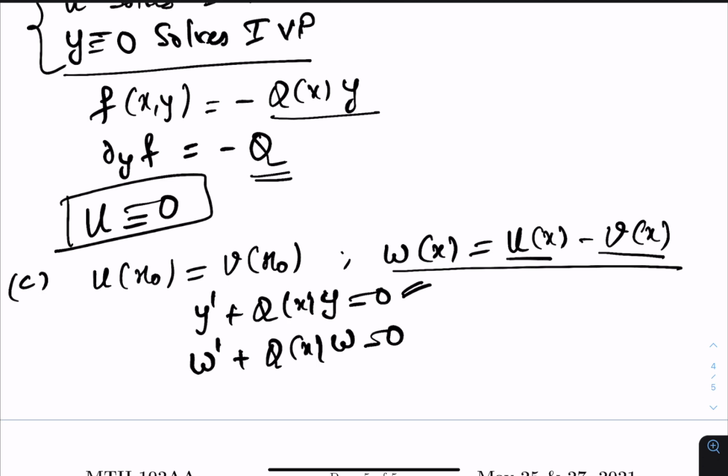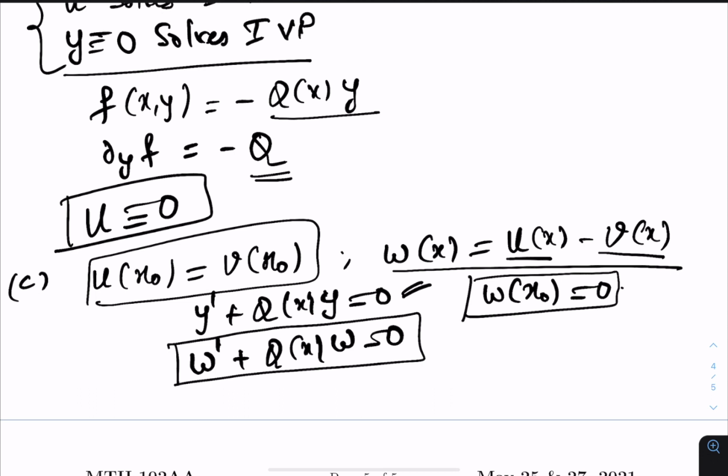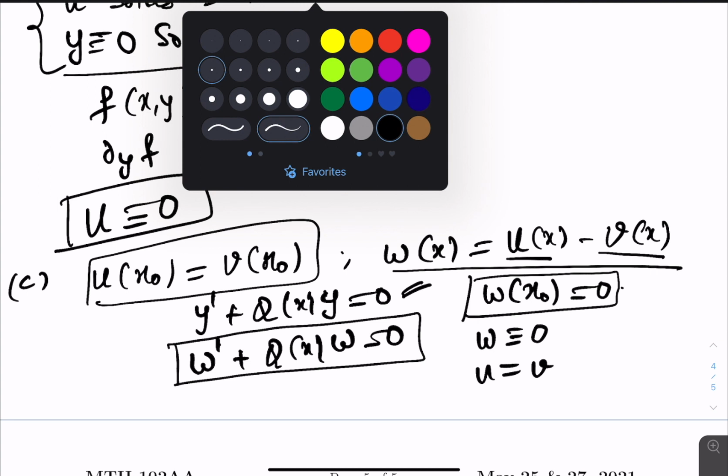Okay. So now we also have, from this fact, w of x naught to be 0. So w is a solution to the linear homogeneous ODE, and w vanishes at some point. So from the previous problem B, we know that w should be the constant function 0, and if w is the constant function 0, which means u should coincide with v. Right?